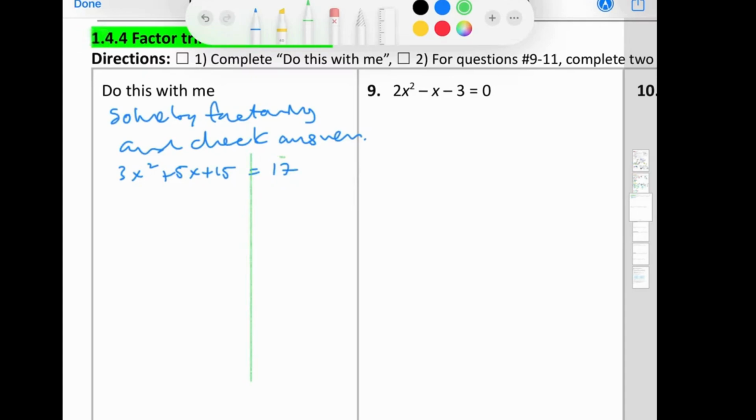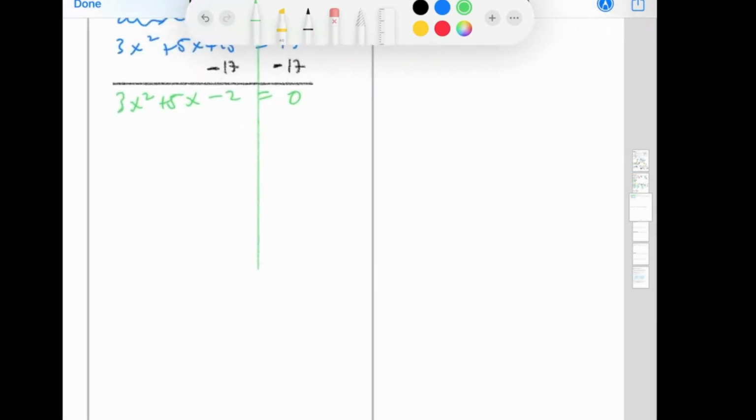Okay, so let's go ahead and do this correctly. We're going to subtract 17. And this will give us 3x squared plus 5x minus 2 equals 0. Okay, from here now we can do our Xbox method. A times C, so this is A, B, C. So A times C is negative 6. My B value is 5.